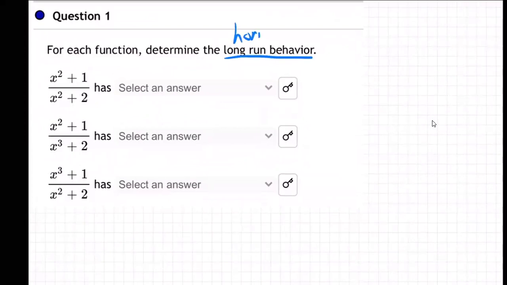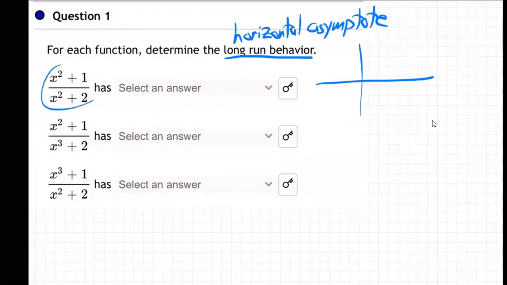That means horizontal asymptote, possible horizontal asymptote. What we mean is, if you were to graph this function on GeoGebra, maybe I'll do that in a second, what would you see it do in the long run? Well, you would see it do something like this. It would level out right here at a height of one.